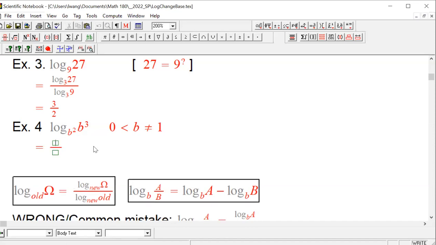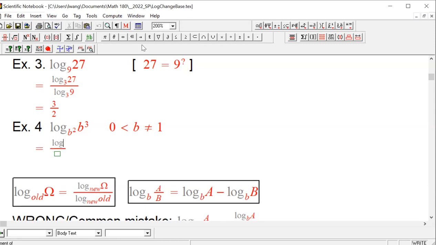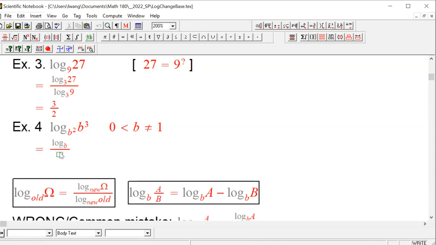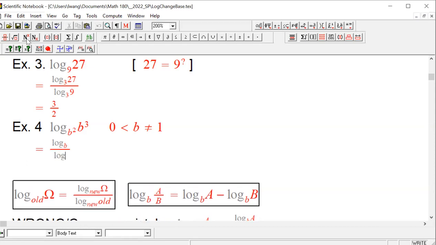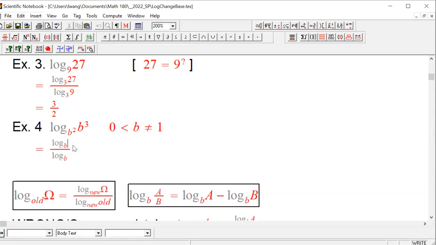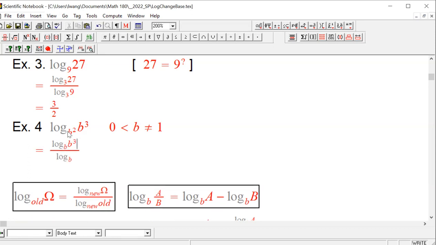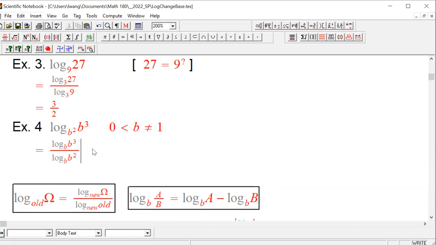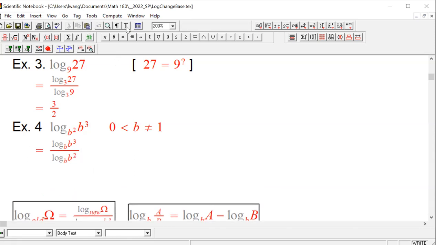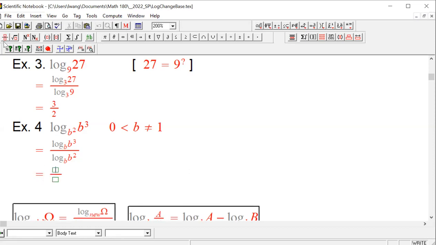So in this case, we will use change of base formula, and we're going to use a new base, which is log base B for top and bottom. Okay, and then omega, of course, is B to the power 3. And the old base was B squared. So you put it at the old base. And then the simplification will be pretty straightforward. And the top is 3 and the bottom is 2.